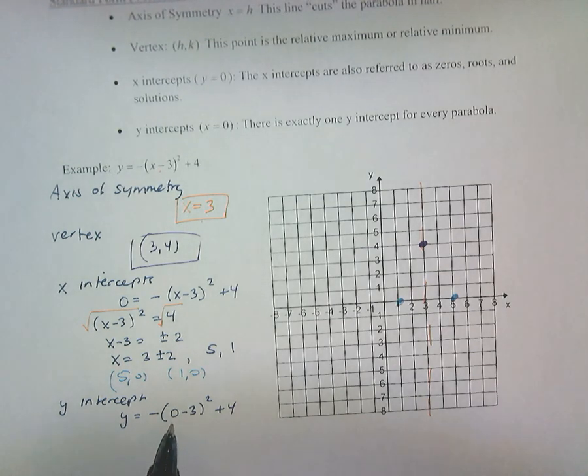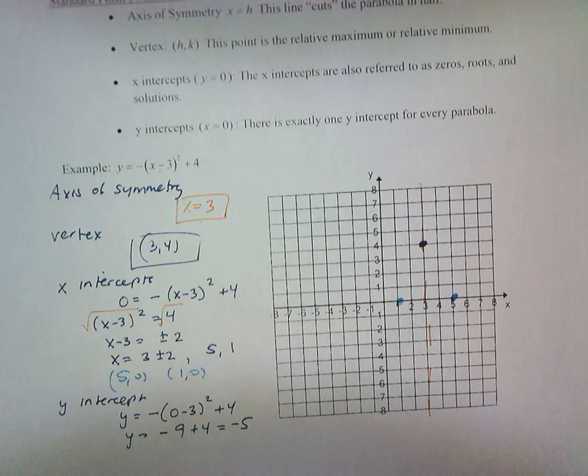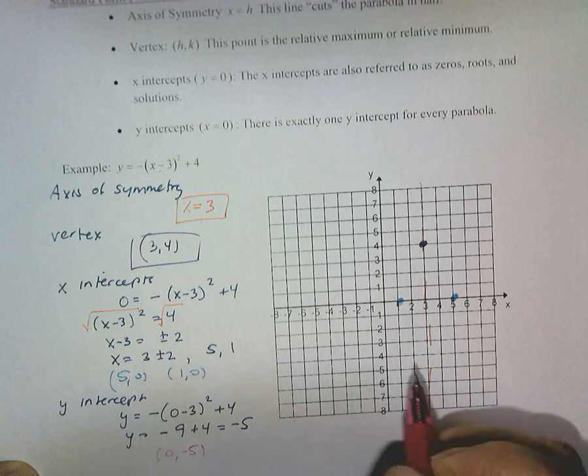I'm going to just do order of operations. 0 minus 3 is negative 3. Negative 3 squared is a positive 9. So then I have negative, this positive 9 plus 4, which is equal to negative 5. So the point I've got there is going to be (0, -5).